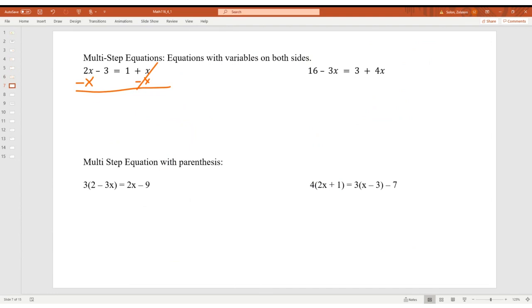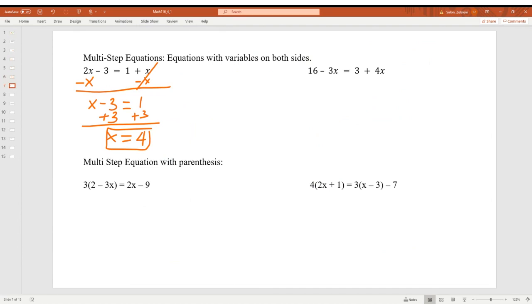So to do that, we undo the operations, plus x, minus x. So I have 2x minus x is just x, minus 3 equals 1. Now it becomes a one-step equation. So to undo subtraction, we do addition. So x equals 1 plus 3, which is 4. Okay, that's how we solve equations with variable on both sides.